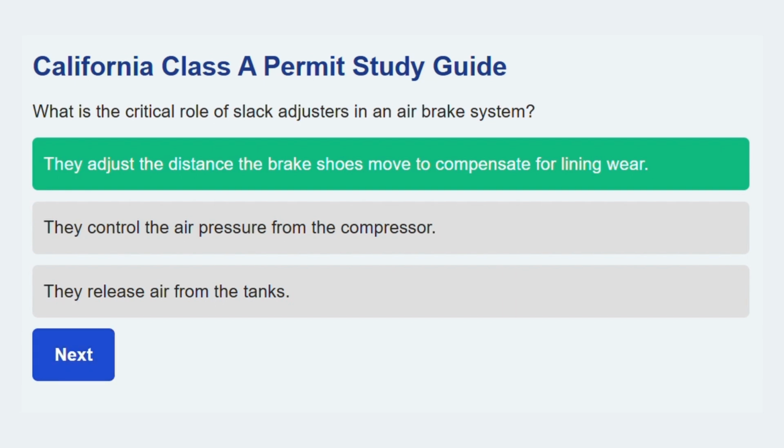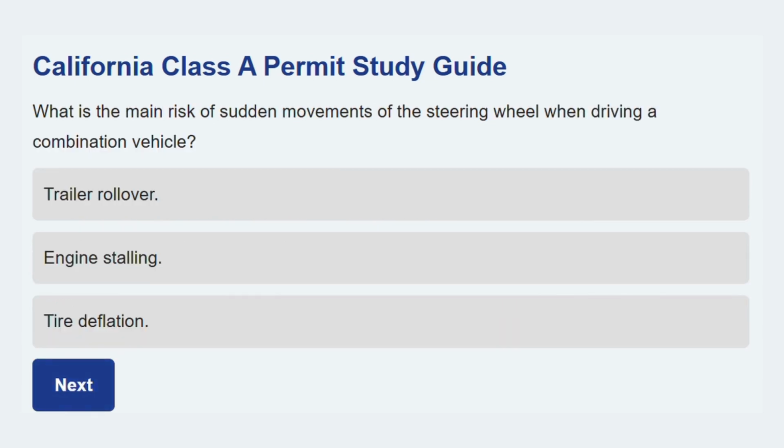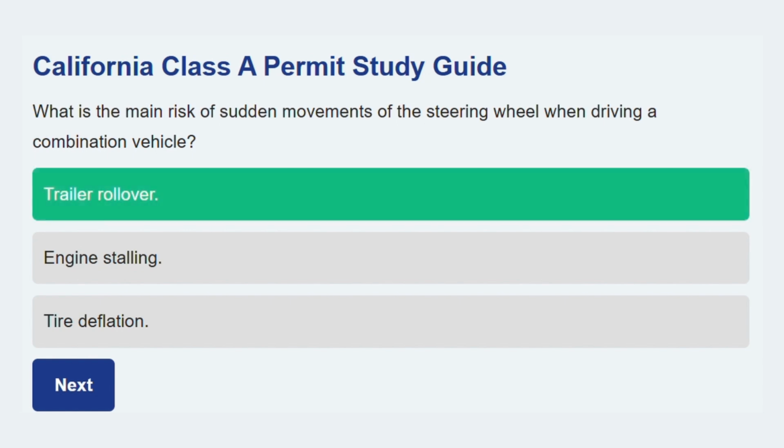On to the next question. What is the main risk of sudden movements of the steering wheel when driving a combination vehicle? Trailer rollover. Quick, jerky steering can easily upset the stability of a trailer.